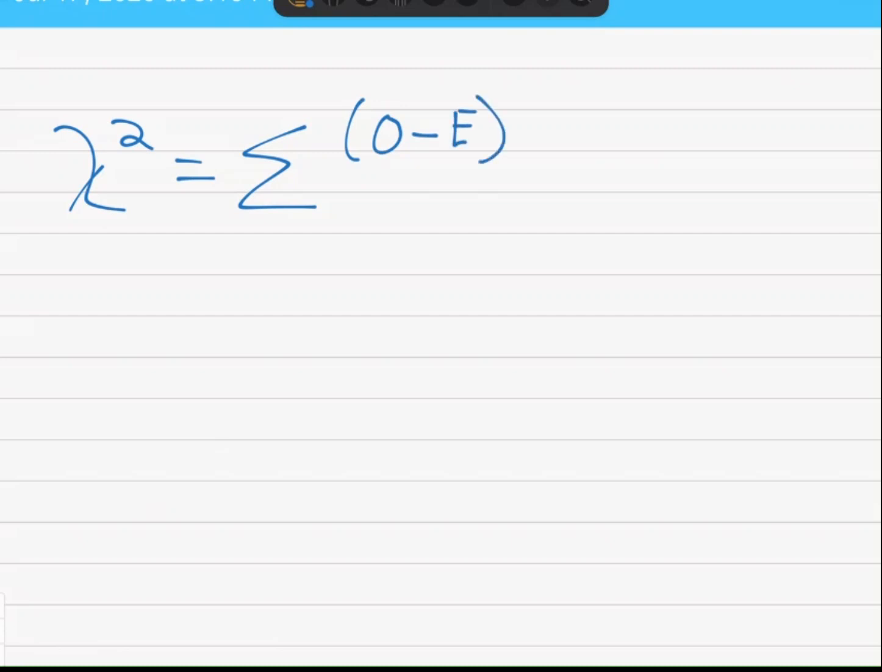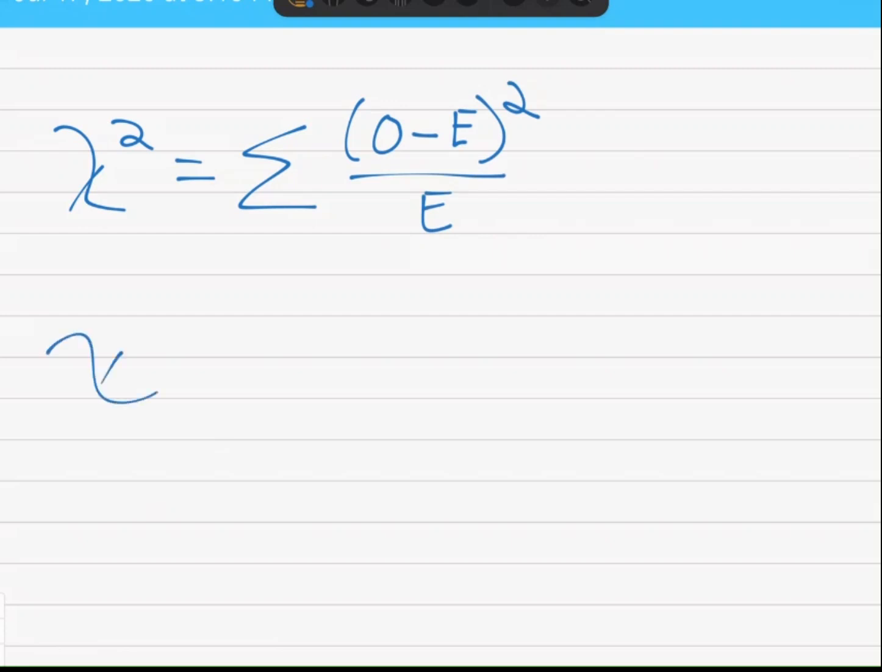So let me write the formula down. The chi-squared formula is going to be a summation of terms. There's going to be a term corresponding to every cell in the expected matrix, which corresponds to the cells in the observed data matrix. We're going to use descriptive variables here: observed cell minus expected cell quantity squared over expected. We're going to do that for each pair of cells, and then sum them up.